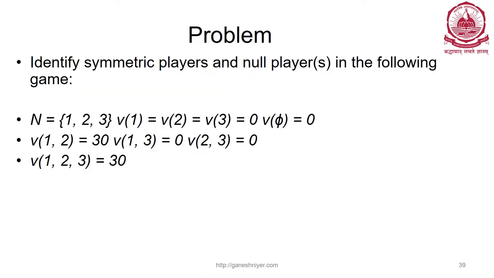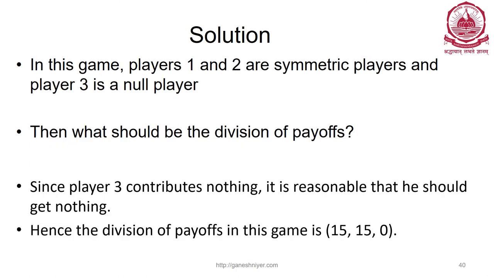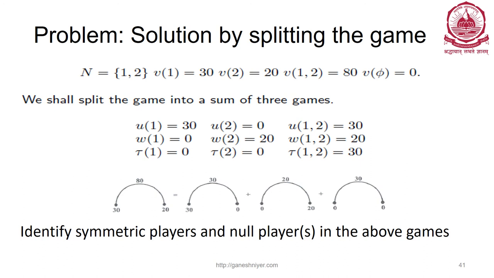Division of payoffs. 30 should be divided among them. How? Is it 10, 10, 10? No, right? Because a null player gets nothing, symmetric players should get equal payoff. So it will be 15, 15, 0. So this is to illustrate an example of the fourth condition.